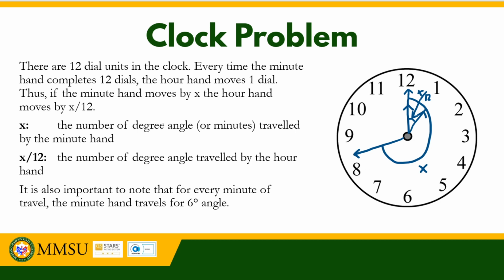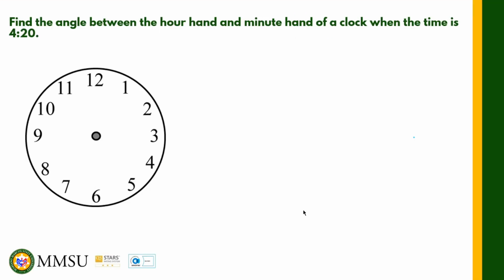Okay, to illustrate this one, let us take a look at our first example. Find the angle between the hour hand and minute hand of a clock when the time is 4:20. Okay, so we know 4:20 is between 4 o'clock and 5 o'clock. So ang reference time natin to answer this one is 4 o'clock. Kailangan nating makita ang itsura ng clock when the time is 4 o'clock.